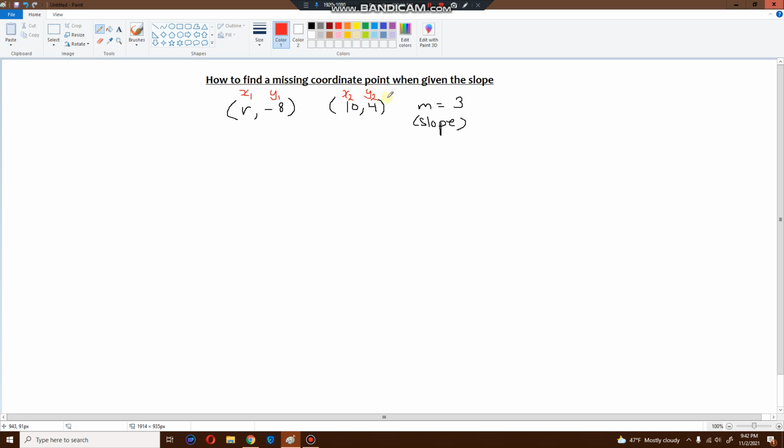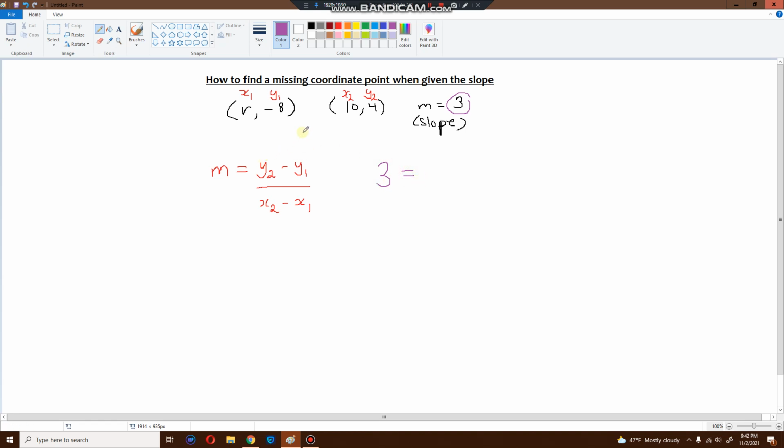Okay? And step number 2, now that I've labeled my coordinate points, I need the formula of a slope. And the formula of a slope is m is equal to y2 minus y1 divided by x2 minus x1. Okay? This is something you have to memorize. So now, what do I do with this formula? I substitute every single value here with some number in my coordinate points and the slope as well. So for example, this letter m, the slope, I already know what it is. It's 3, so I'll substitute it. So m becomes 3.